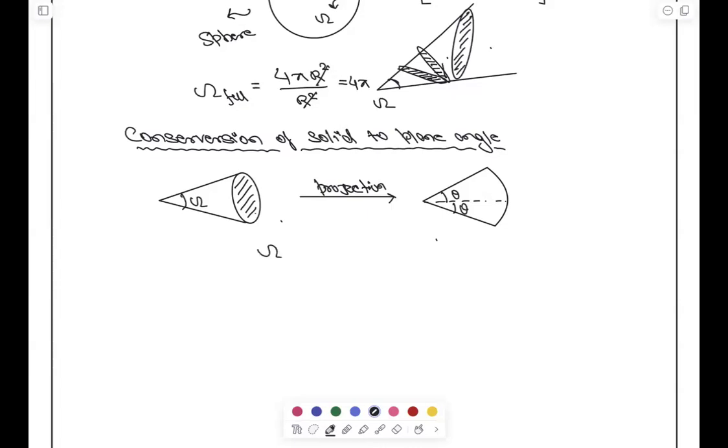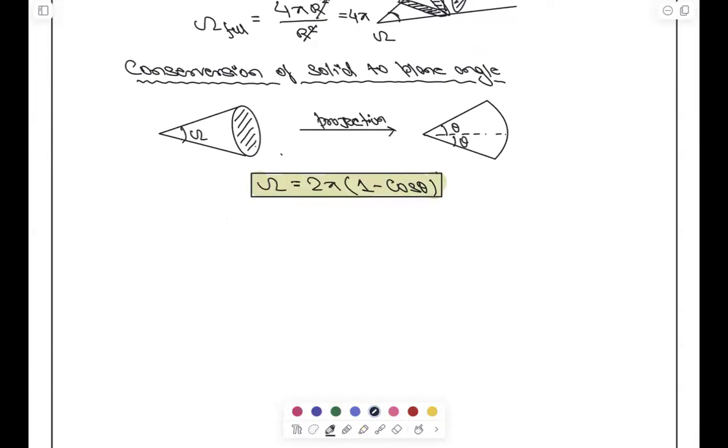I know that this omega can be written as 2 pi times 1 minus cos theta. Using integration you can prove that, but it is not relevant for our examination, so we'll skip that. This you have to remember, right? And you can use this relation directly. This is so basic, like theta equals L by R. You can use it directly.